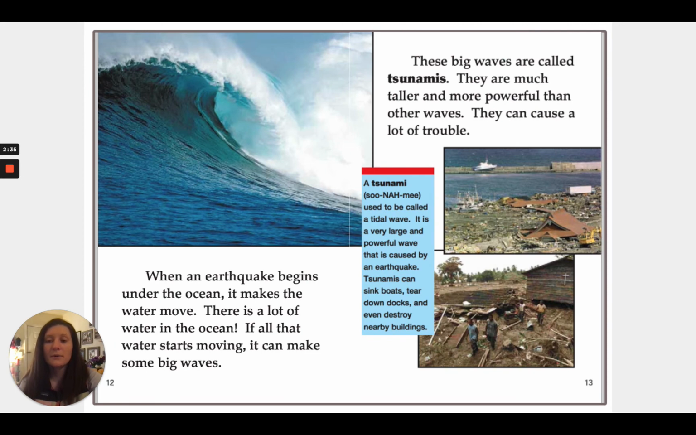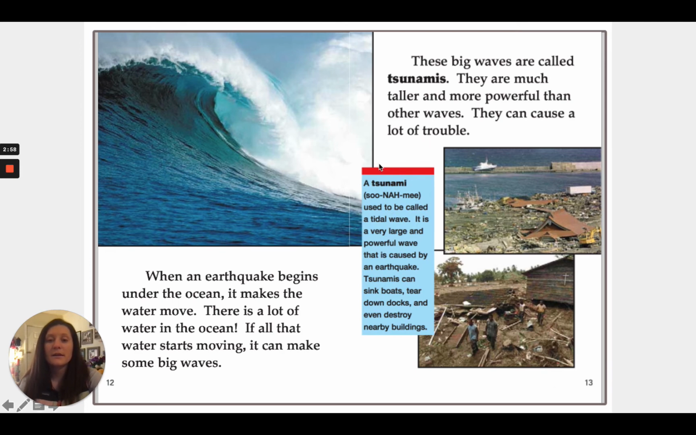When an earthquake begins under the ocean, it makes the water move. There is a lot of water in the ocean. If all that water starts moving, it can make some big waves. These big waves are called tsunamis. They are much taller and more powerful than other waves. They can cause a lot of trouble.